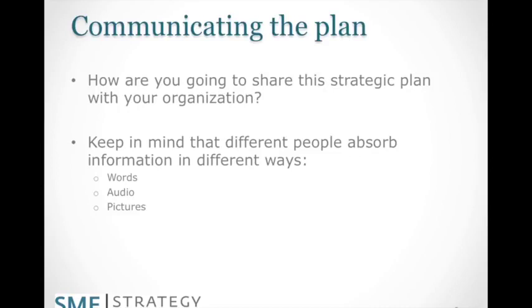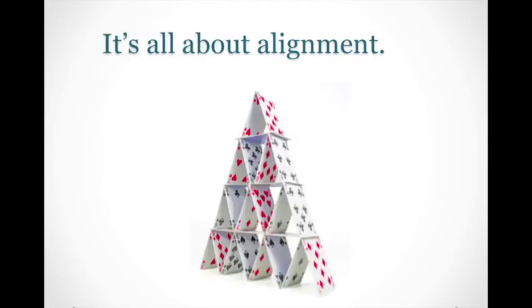Communicating the plan. Like I said earlier, communication is key. How are you going to share this strategic plan with your organization so everybody can know how to contribute? Keep in mind that different people absorb information in different ways. Words, audio, pictures, whatever works for you, you need to keep the plan top of mind so that people can be aware of where the organization is going and what they need to do to move forward in it. It's all about alignment. If you lose out on some of these pieces, the entire strategy can fall. You need to make sure that the plan is aligned, your people are aligned, and it goes from the top down to the bottom up.